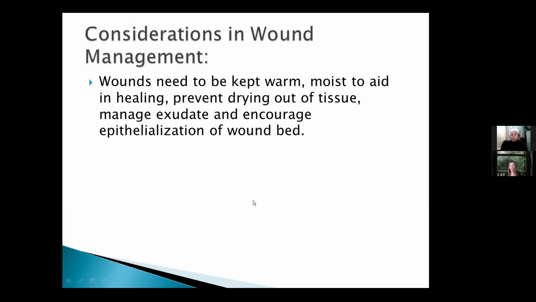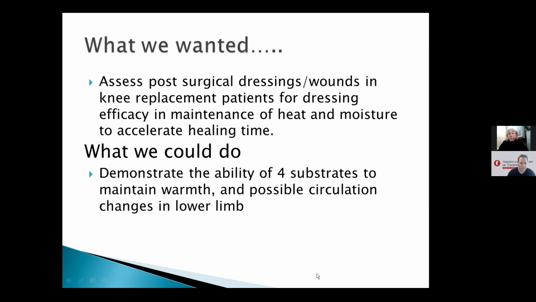So what we're doing is looking at a dressing's ability to keep the wound warm and moist. This aids healing. This is one of the key factors of dressings. If it's not able to keep that dressing warm, at consistent temperatures, and moist, the tissue is going to dry out, and you're going to encourage loss of epithelialization of the wound bed.